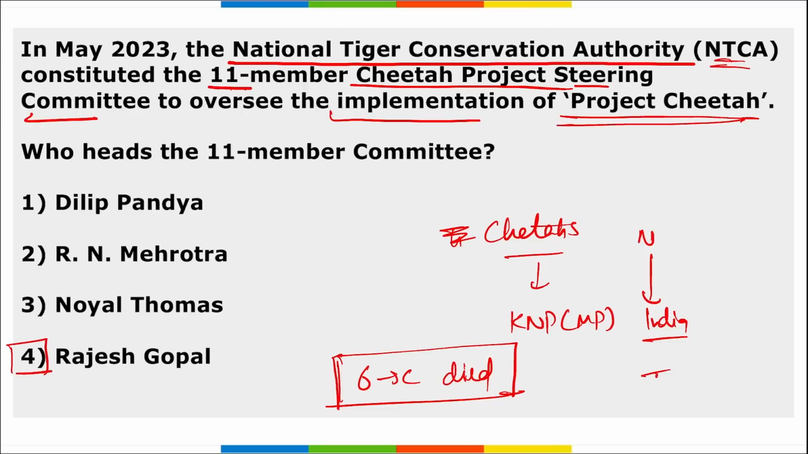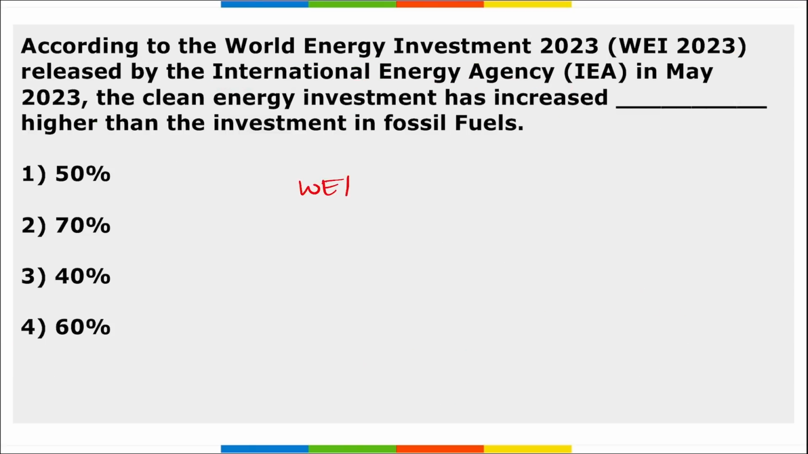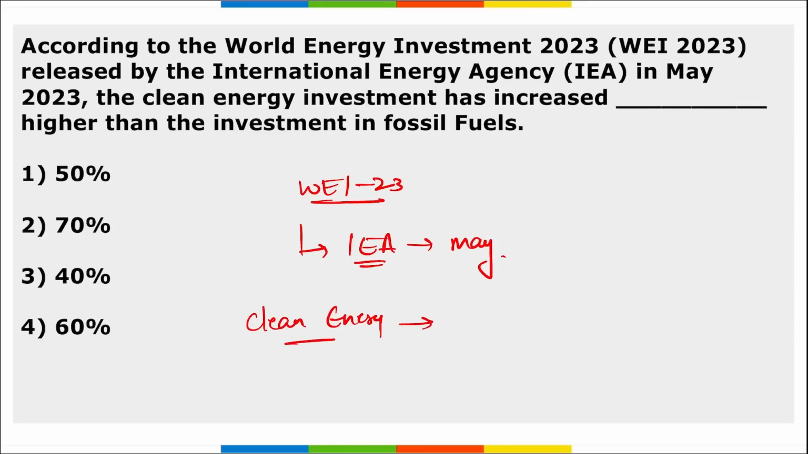Correct. If we talk about Tiger Protection Act, when did it come? In 1973. Next, according to World Energy Investment 2023, this was released by International Energy Agency, and this was released in the month of May. Here it is stated that the investment in the clean energy sector has gone up by how much percent as compared to that of the fossil fuel investment. So in clean energy, the investment has grown by almost 70% compared to that of fossil fuels. So the correct option is 2. And that is also true because we are seeing that all the countries are now investing into renewable sources of energy, and I have just mentioned that Kerala is planning to become 100% renewable source energy consumer by 2040.